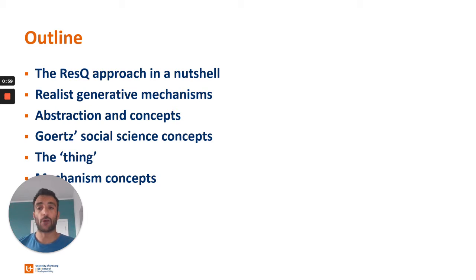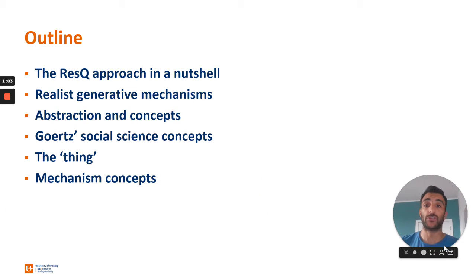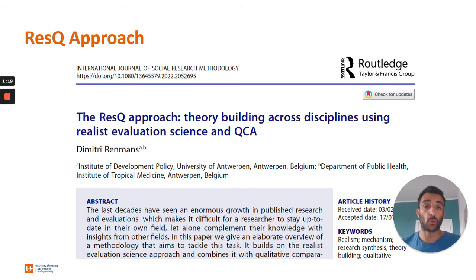So just a small outline that we will look at today. The ResQ approach in a nutshell, in a really small nutshell. We'll look at realist generative mechanisms, abstraction and concepts, Goertz social science concepts, the thing. We'll look at what it means later on. And we'll look at mechanism concepts.